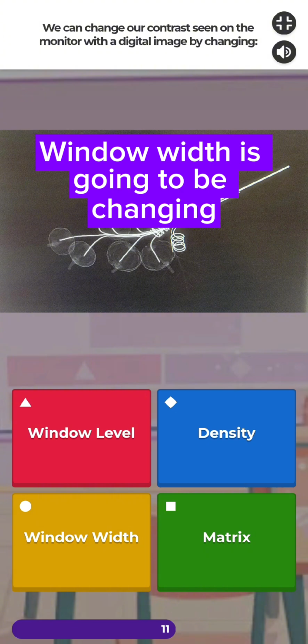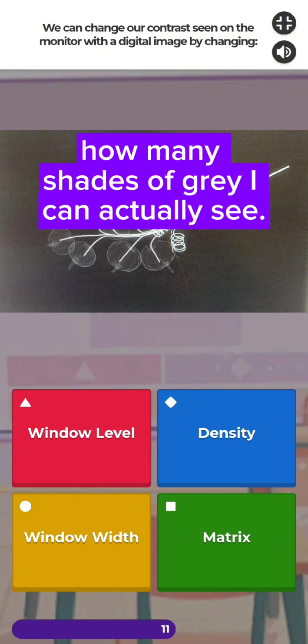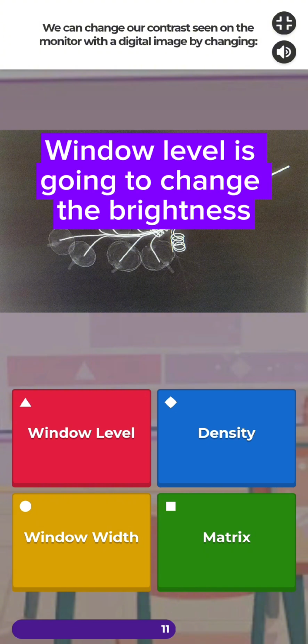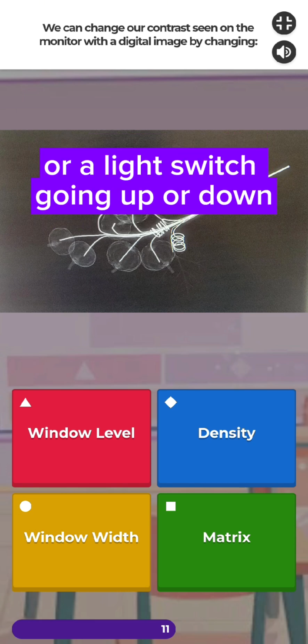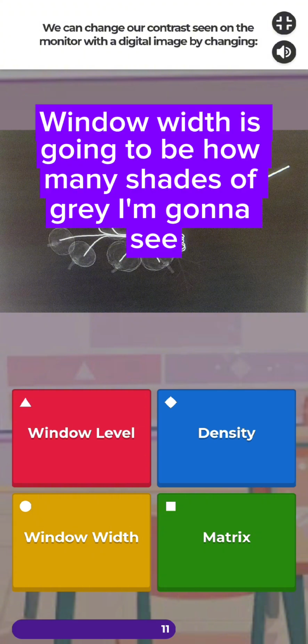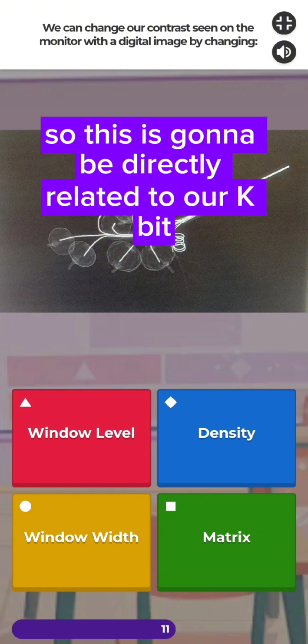Window width is going to be changing how many shades of gray I can actually see. Window level is going to change the brightness. I think of blinds literally going up and down, or a light switch going up or down. Window width is going to be how many shades of gray I'm going to see. So this is going to be directly related to our K-bit.